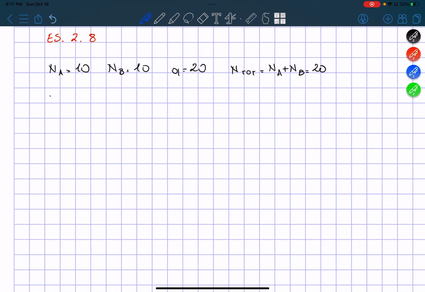So how many macrostates are there? The number of macrostates is simply going to be equal to the number of energies plus 1, which is equal to 21, because it's 20 plus 1.